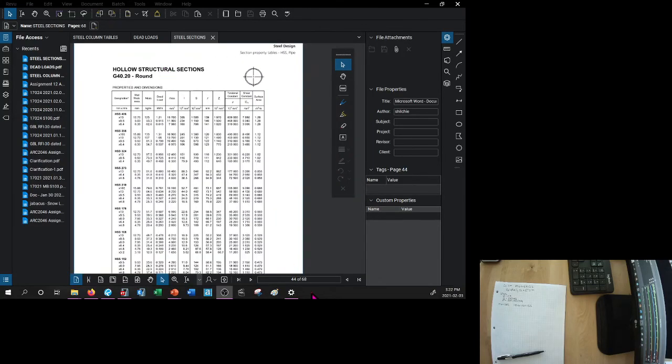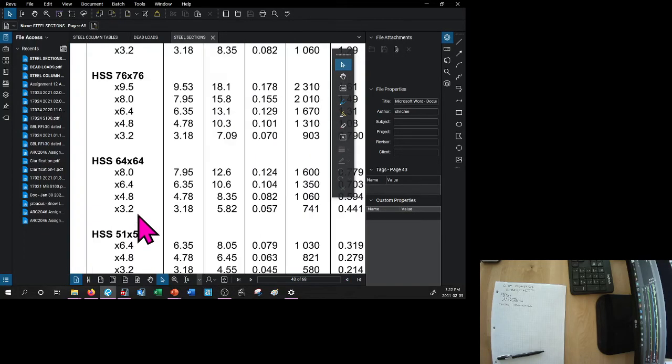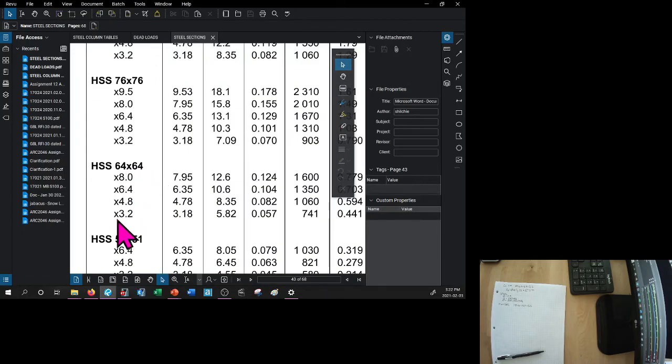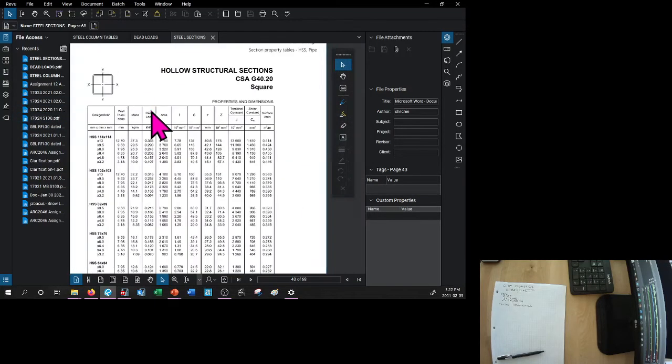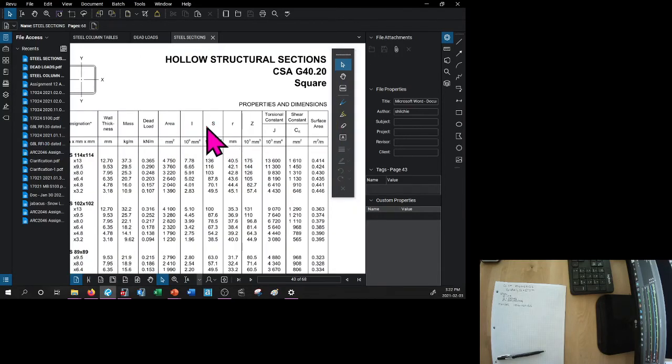All right, we want to find HSS 64 by 64 by 3.2. Oh, look at this. We have all kinds of properties here. We can look up all kinds of different things. Look, there's only one type of I, S, R, and Z. They don't have it in two different directions because this square HSS is symmetrical. Things are going to be the same in each direction.